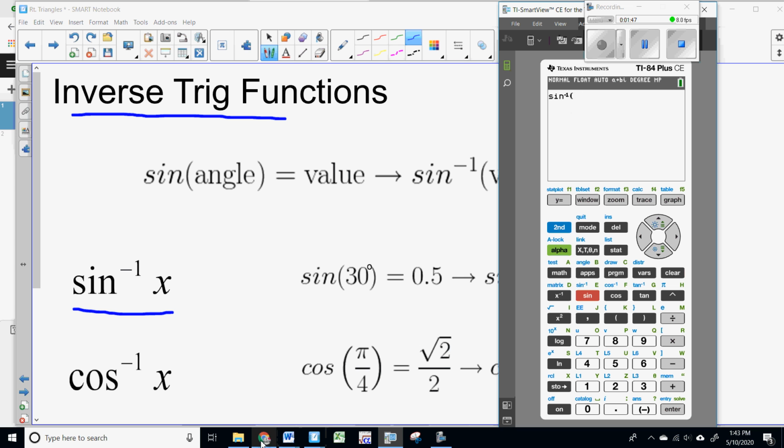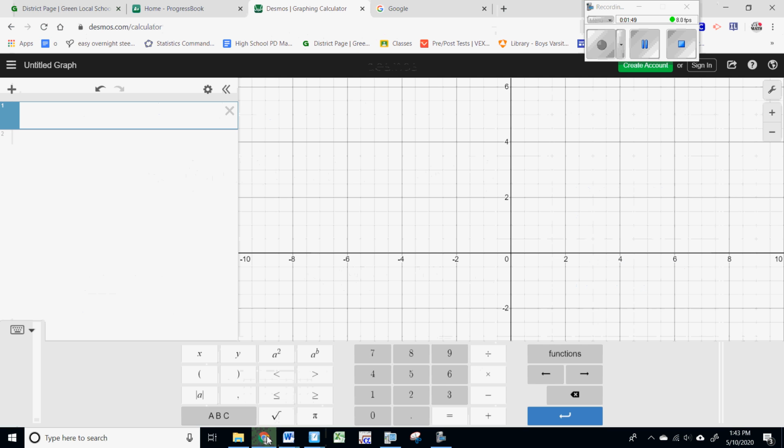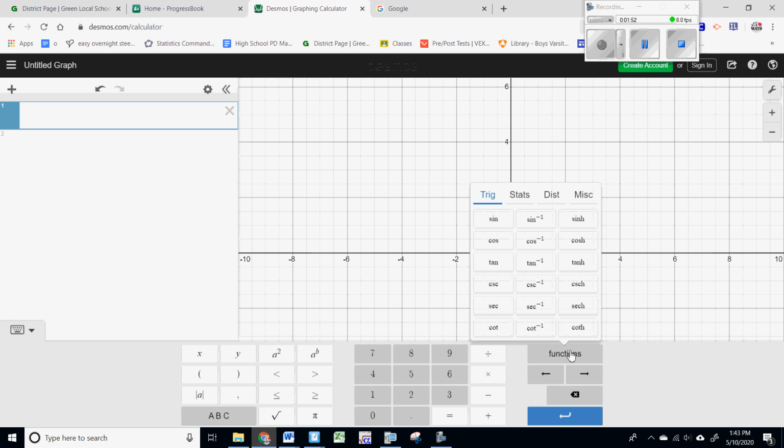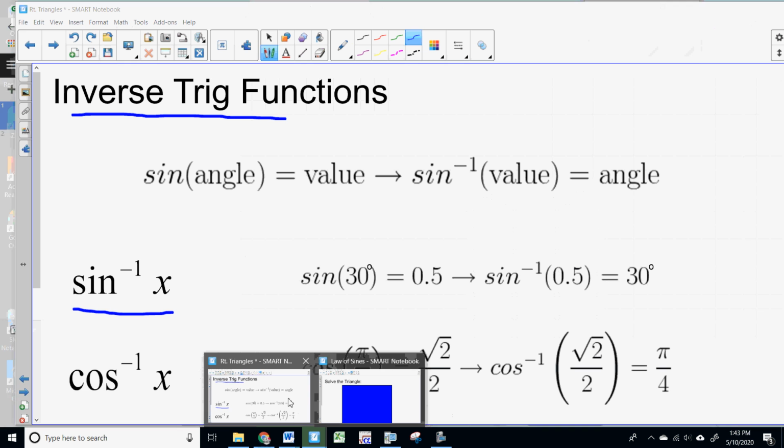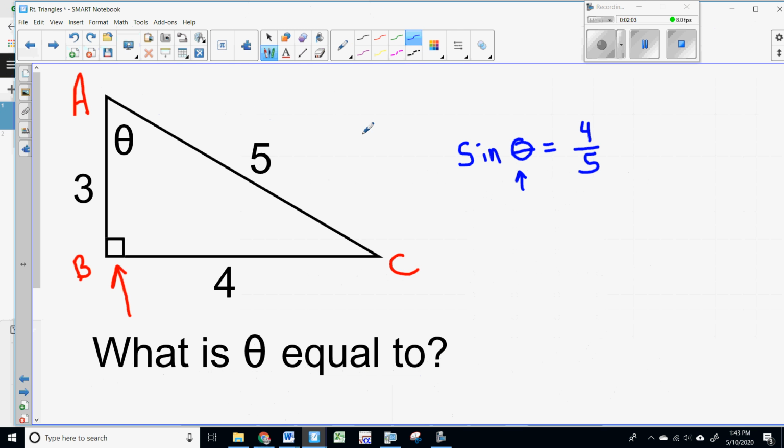This is on the calculator on your computer. It's on the calculator on your phone. It's on Desmos. If you go to functions and your trig functions, here is sine, here's sine to the -1, cosine, cosine to the -1. So if I want to find theta here, what I'm going to have to do is say theta is equal to the inverse sine of 4/5. So I put that in my calculator, and that will give me my answer.